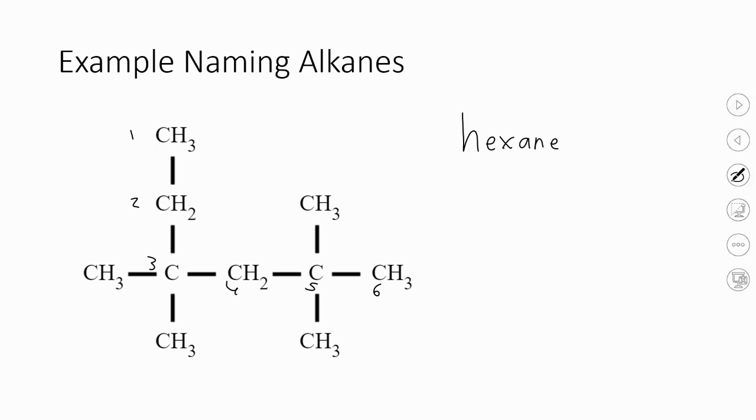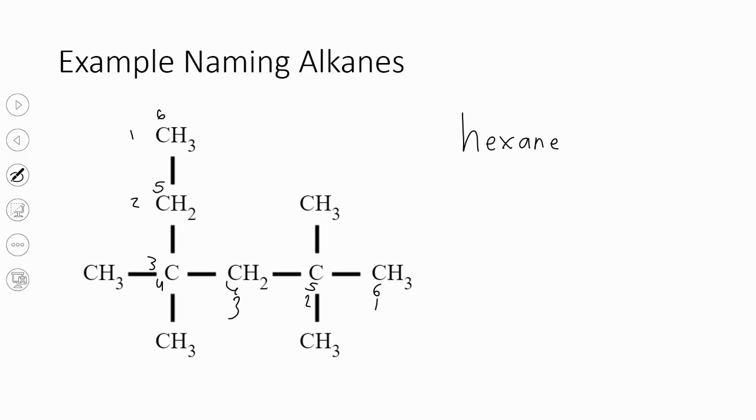Okay, but if I number the other way, 1, 2, 3, 4, 5, 6. Here I have a methyl group and a methyl group at 2 or 5. Here I have 2 methyl groups at either 3 or 4. So if I number 1, 2, 3, 4, 5, 6, then that puts these methyl groups at the lower number. So I'm going to number this way.